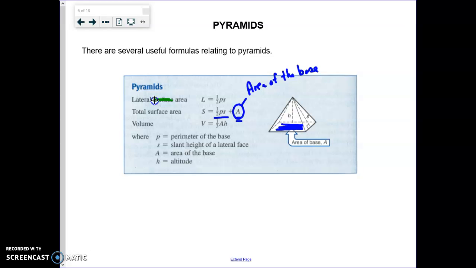And then volume, you just take 1/3 the area of the base, which is in blue here, times the perpendicular height, from the middle of the base straight up to the apex, perpendicular to the base. These are not hard formulas to use, but just like with prisms, you've got to be careful, orderly, neat, organized, and make sure you show all your work, so if you make a mistake, you can go back and find your mistake.